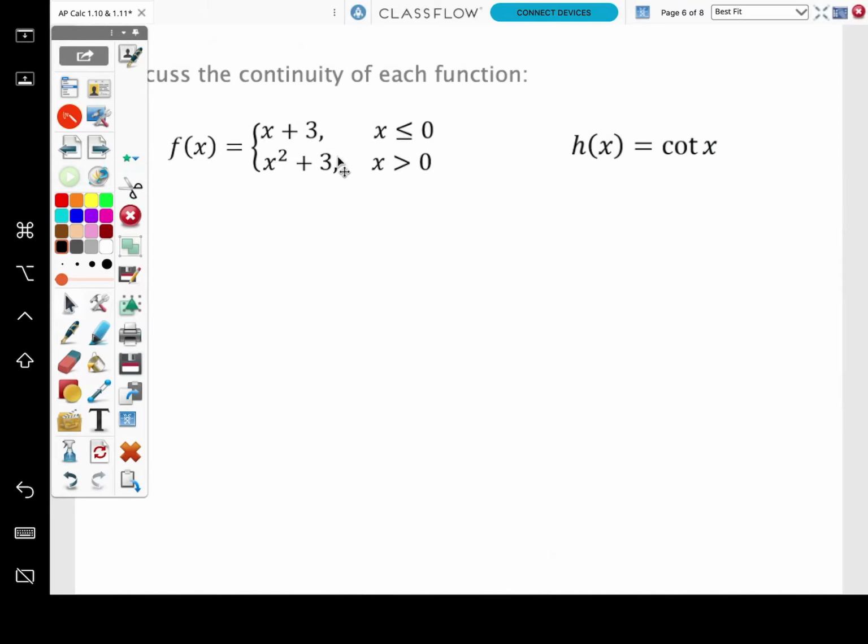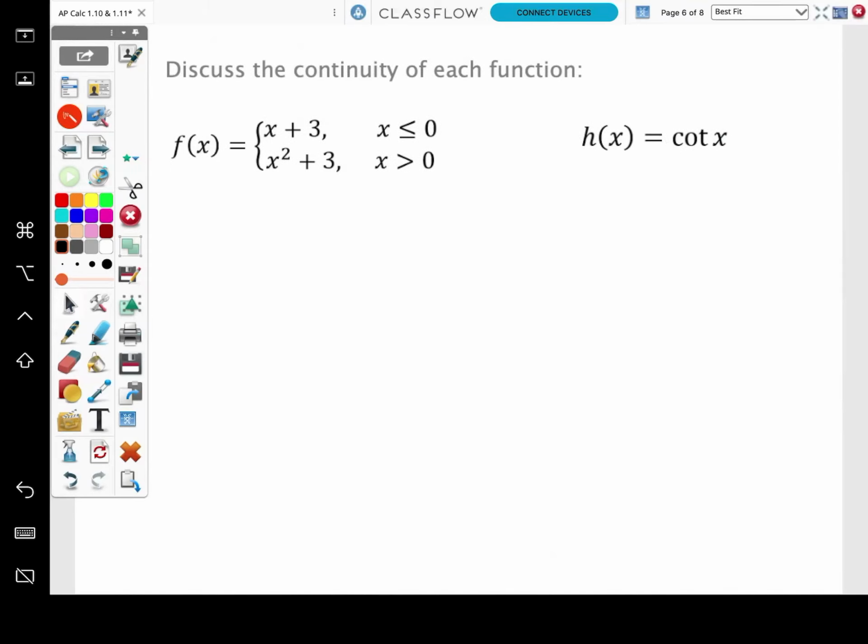Okay, here's another function, a couple functions actually. The first one, f of x, we have a piecewise function, and looking at x plus 3, that's a line. It's continuous everywhere on its domain. x squared plus 3, also continuous everywhere. So our main concern is what's happening at 0. That's where those two things might separate, they also might connect. So we have to check the continuity at 0. And remember, there are 3 things that have to happen. f of c has to be defined. Your limit as x approaches c of the function has to exist, and those two numbers have to be equal to each other.